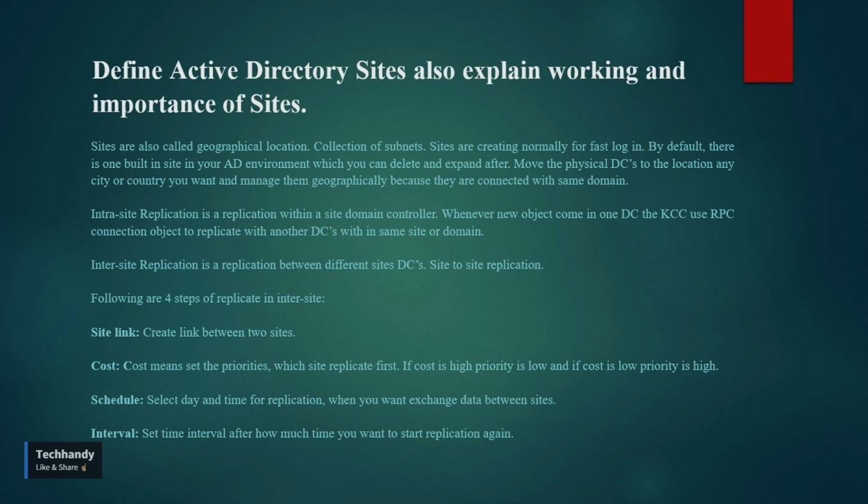Site link: create a link between two sites. Cost: set cost means set the priorities, which site replicates first. If cost is high, priority is low, and if cost is low, priority is high. Schedule: select day and time for replication, when you want to exchange data between sites. Interval: set the time interval after how much time you want to start replication again.